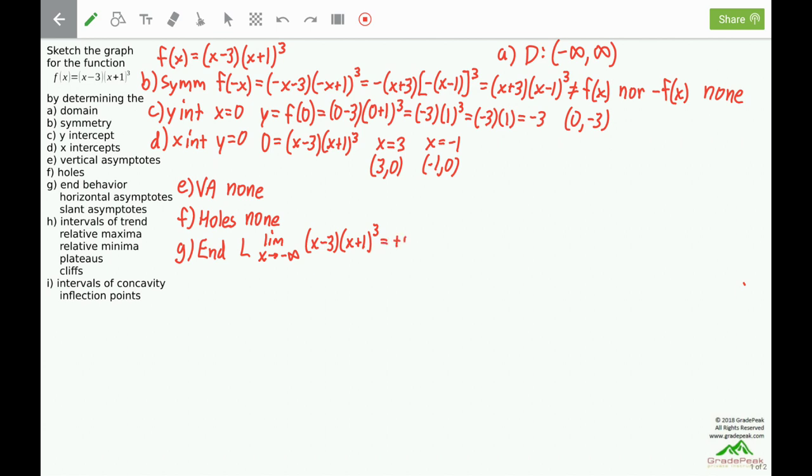x times x cubed is x to the fourth, and negative infinity to the fourth will be positive infinity is another way to look at it. The right end behavior can be determined by taking the limit as x approaches positive infinity of the function x minus 3 times x plus 1 cubed. Only the highest power terms in each of the polynomials will matter. You have an x and an x cubed. Positive infinity times positive infinity cubed. Positive infinity cubed will be positive infinity times positive infinity will be positive infinity.